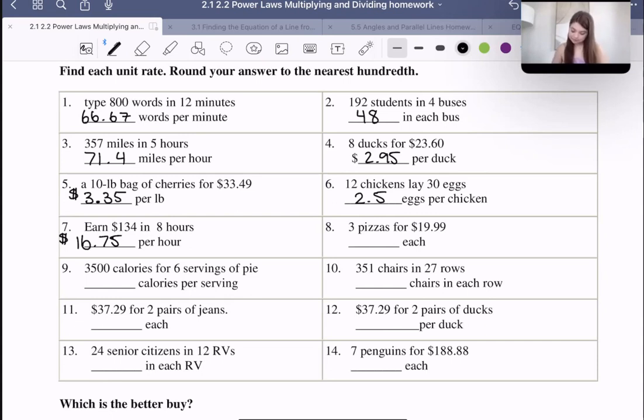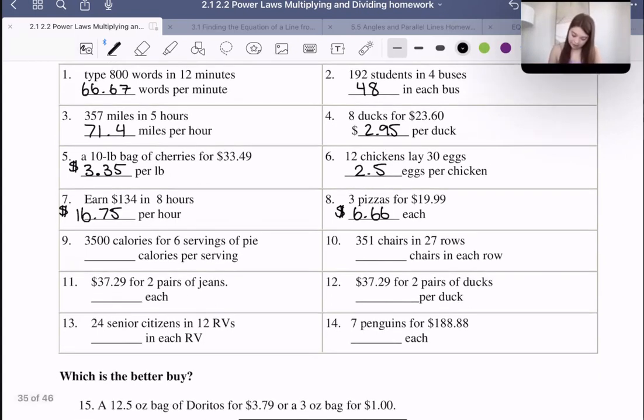Awesome. All right, 3 pizzas cost $19.99. So how much did one pizza cost? Right? How much for each pizza? Well, that's going to be $19.99 divided by 3 is going to give us 6.66 and then 3, lots of threes. But we can just end it there because we need to just do 2 decimal points according to the question.